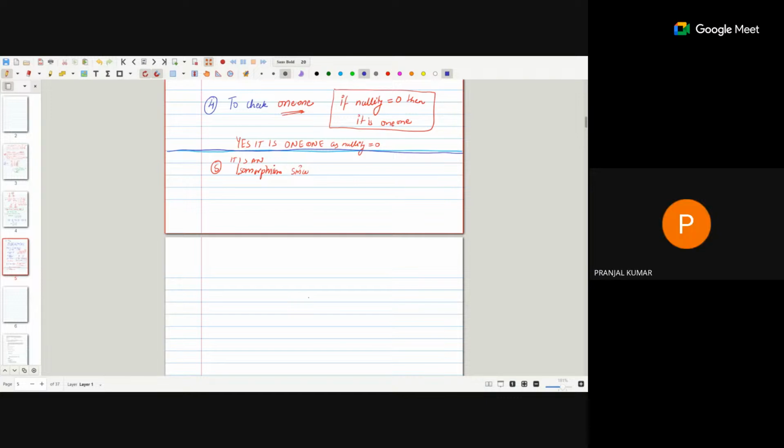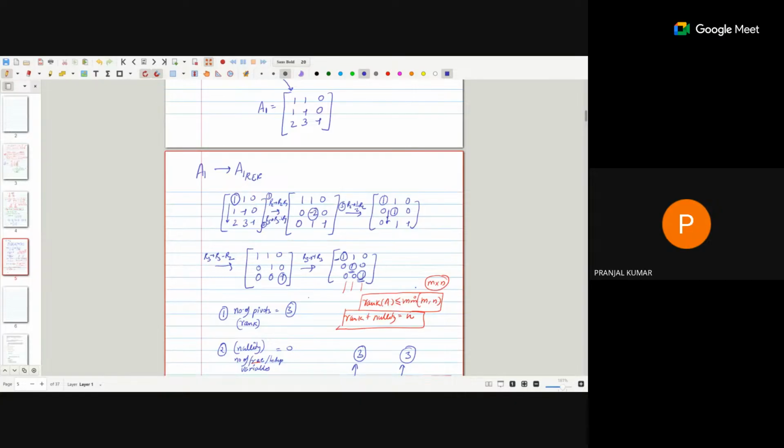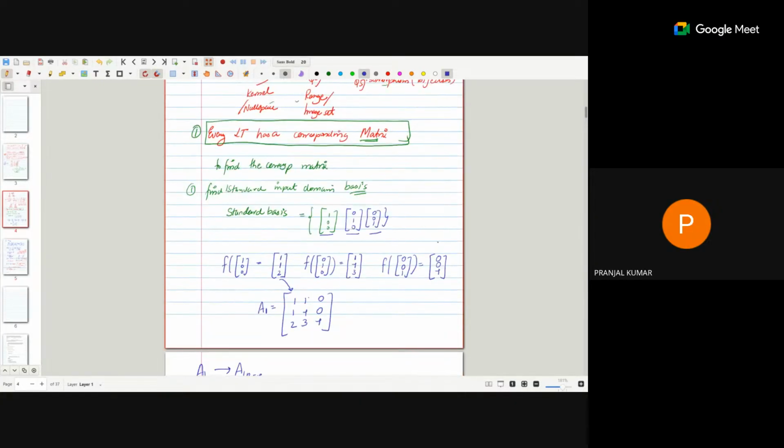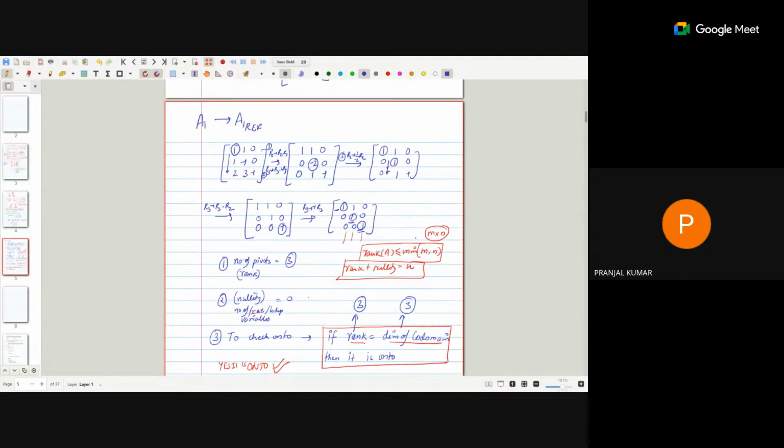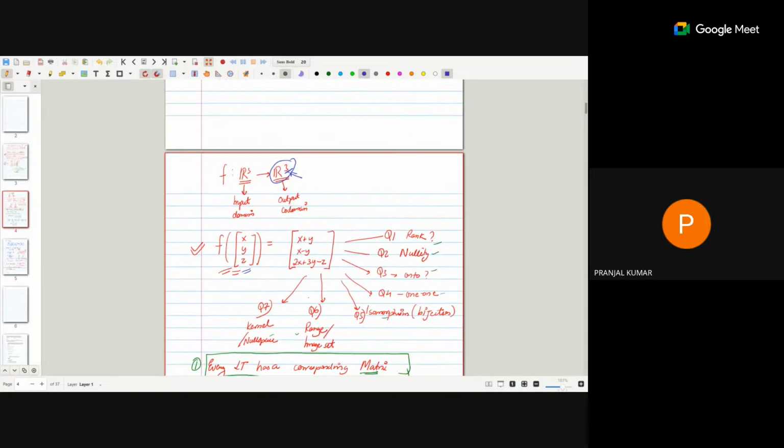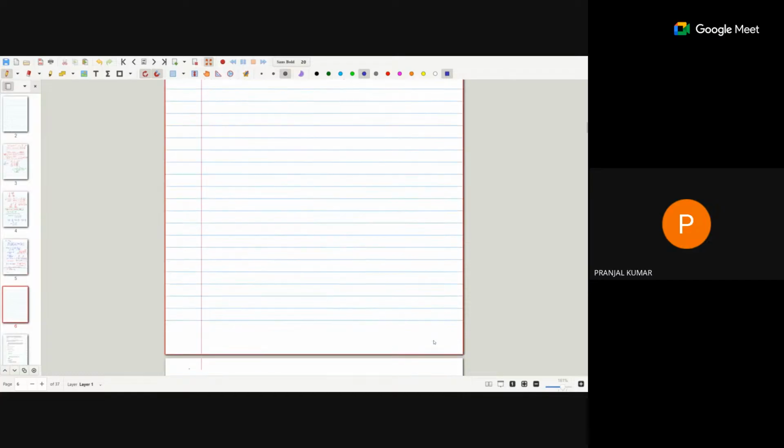Okay, so this is an isomorphism. Then you know range. Just 1 minute, I will tell you. So what would be the range? You will see which columns have pivots, so the span of those columns will be the range. Then the kernel, the null space, you can calculate it, right? So let's start the PYQs.